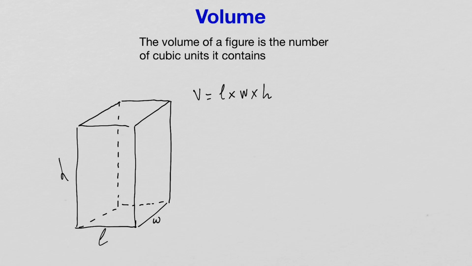And so when I multiply the values of those 3 dimensions, I will again multiply their actual numbers separately, and then I will multiply their units separately, and so that will give me the unit for volume.